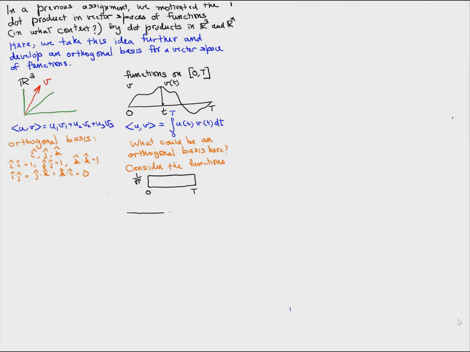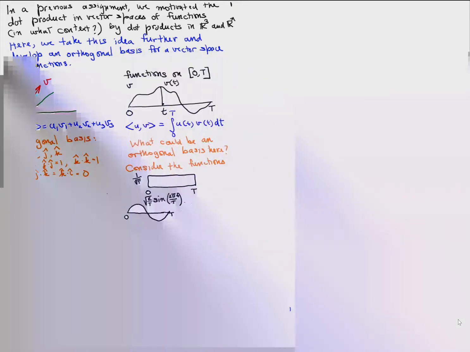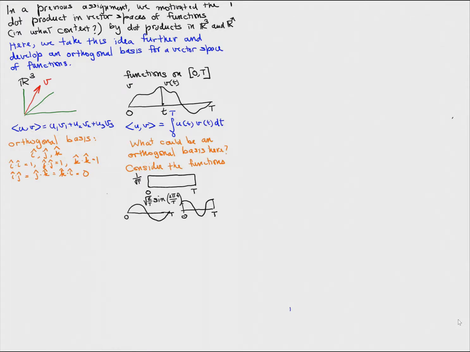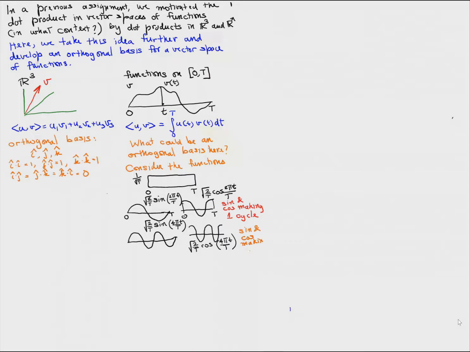So consider the following set of functions. First is a constant of magnitude 1 over square root of T. Next, we take a sine and a cosine that make one cycle in the interval 0 to T, but their magnitudes are multiplied by square root of 2 over T. Then we take sines and cosines that make two cycles, but again multiplied by square root of 2 over T. And then 3 cycles and 4 cycles and so on.